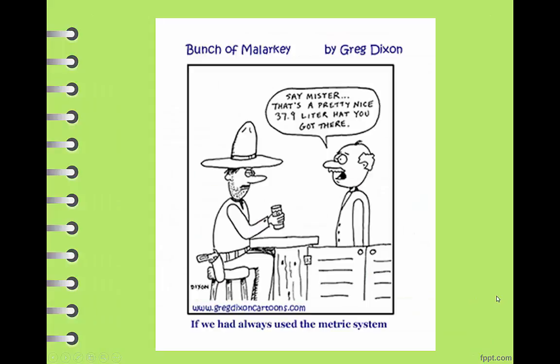Okay, so hopefully that helps you to see how to use that system and why we need to use the metric system for science. So if we hadn't started with the English system, we always use the metric system. There are cases where it might not have been quite as neat. Say, mister, that's a pretty nice 37.9 liter hat you got there. So there's a case where maybe using the metric system isn't easier, but in most cases you'll find it's a lot easier than using the English system.